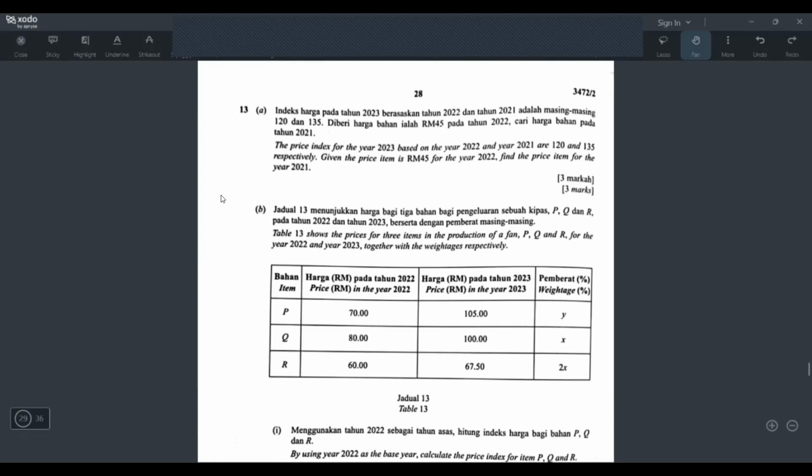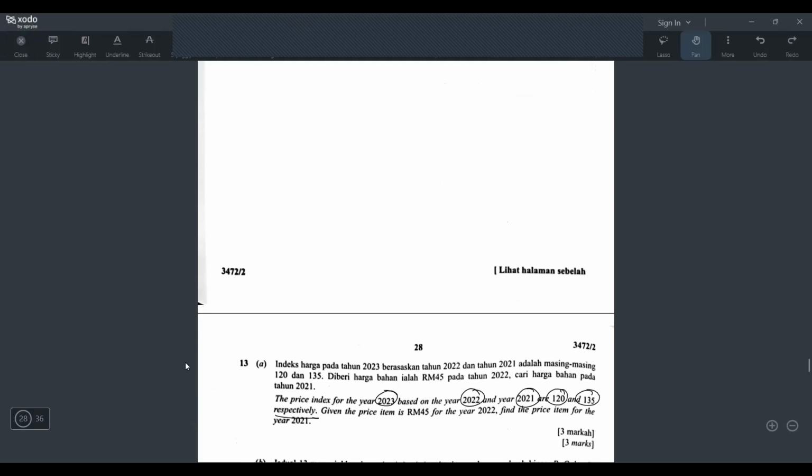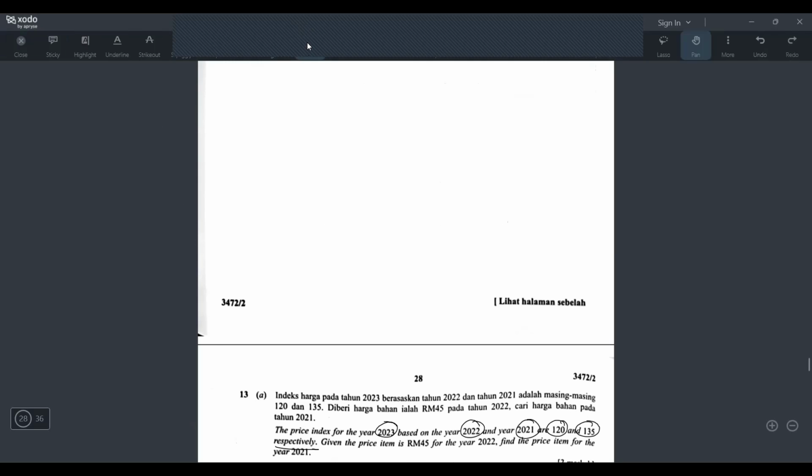Okay, number 13. Let's do number 13. This is index number. Let's go. The price index for the year 2023 based on 2022 and year 2021 are 120, 135 respectively. I think I have to label this, right? So let's do it up here. 13A. So price index, it means I. 2023 based on 2022 is 120. Is that what they are trying to say?